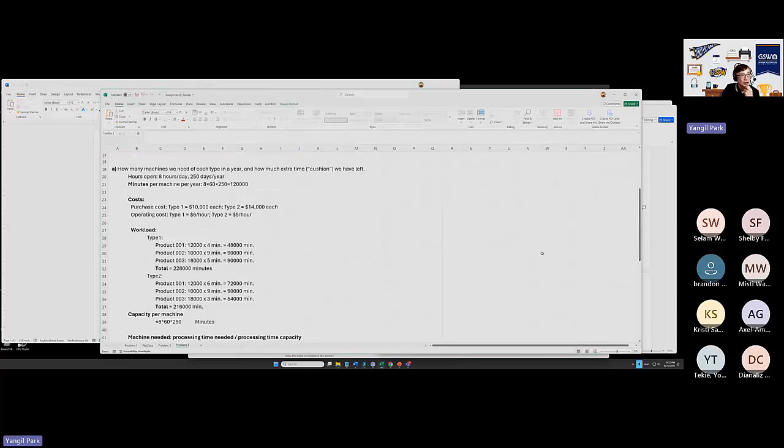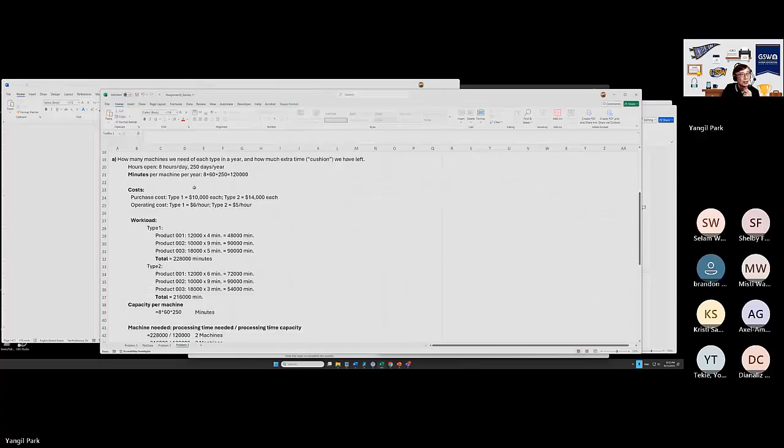So let's take a look, okay? All right, so the condition we have is 8 hours per day, 250 days a year. So the minutes we're going to calculate per machine, just take that 8 hours times 60 times 250, that will be 120,000 minutes in terms of minutes.